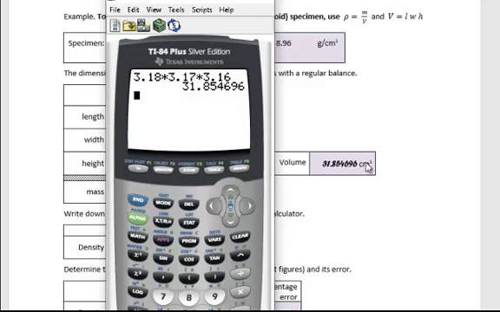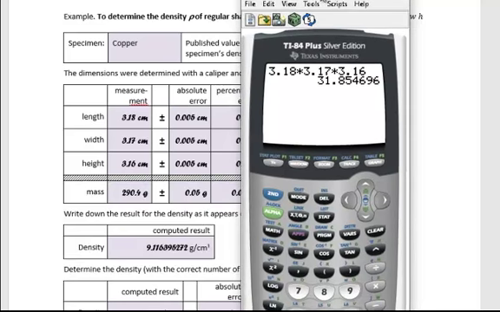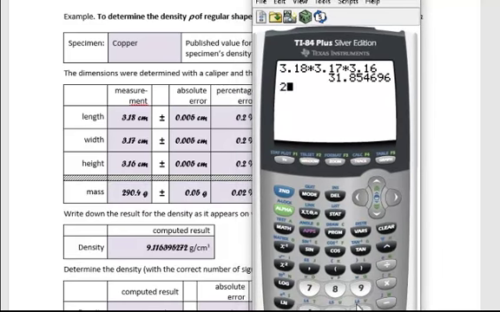31.854696, there it is. At this point I'm going to take them all along because this is an intermediate result, so I will actually use them to compute the density. So I'm going to divide 290.4 by this number here. I don't have to actually retype it because the TI-84 allows me to divide by the previous answer, hit enter, and I'm going to come up with this one here, and I wrote it all down.